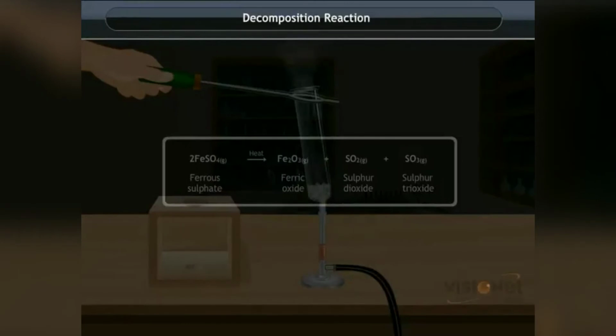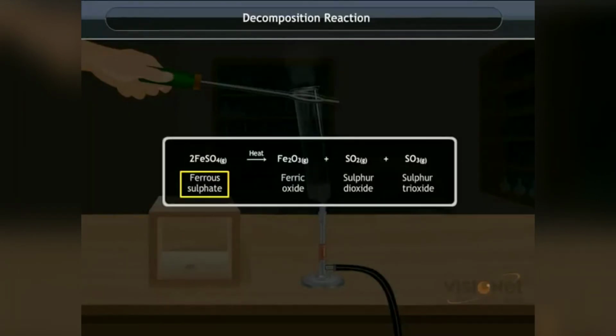Green crystals of ferrous sulfate lose water on heating. Hence, a change in color is seen in the crystals. On further heating, it decomposes into ferric oxide, sulfur dioxide, and sulfur trioxide. Ferrous sulfate breaks down or decomposes to form 3 new substances. Hence, it is an example of a decomposition reaction.